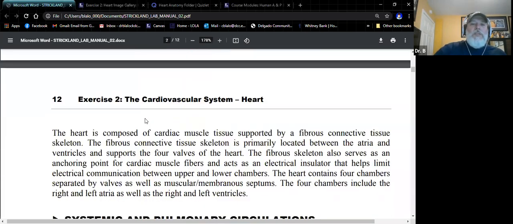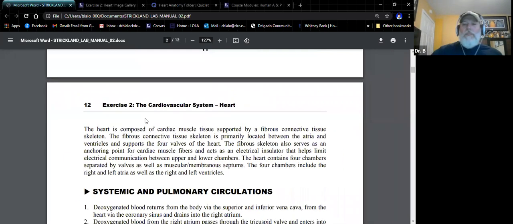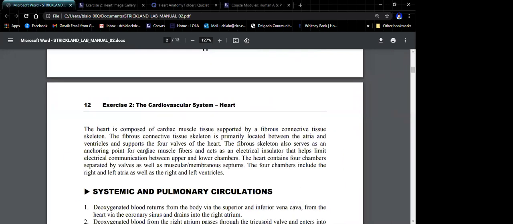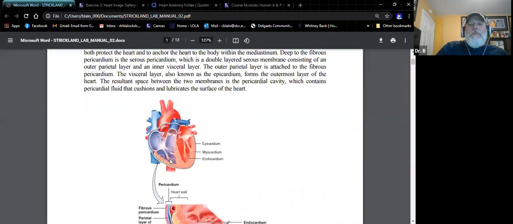All right. So let's talk about circulation. Excuse me. Yep. Was that the anterior of the heart? Yes, that's an anterior view of the heart.